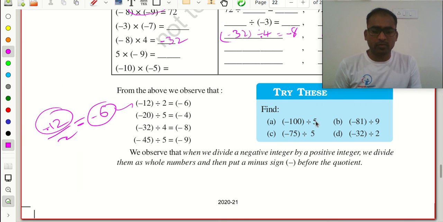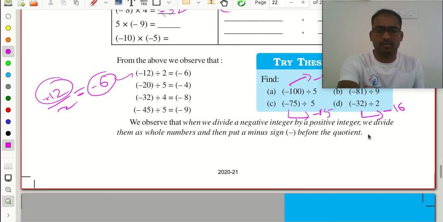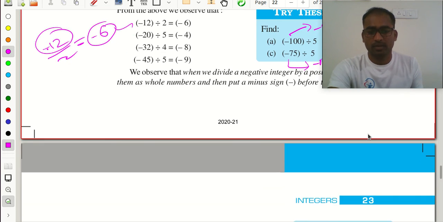Minus 100 divided by 5. How much will I get here? Minus 20. Here minus 81 divided by 9 is minus 9. Minus 75 divided by 5 is minus 15. Okay, minus 32 divided by 2. How much will I get here? Minus 16. 32 by 2 is how much here? 16, sir. Yes, 16.